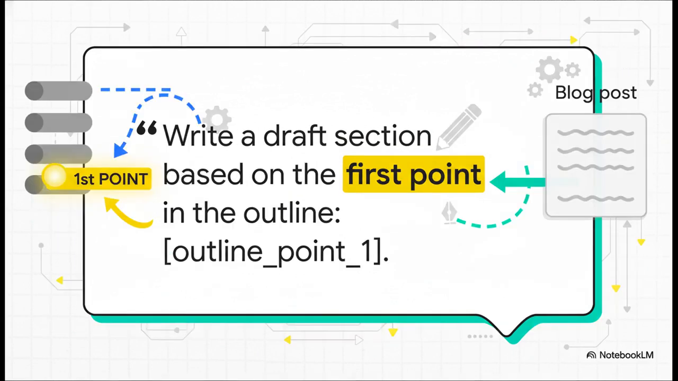Now, for step 2, notice we don't ask it to write the whole post. No way. We just take the first point from the outline that was generated in the previous step, and we use that as the input right here. We ask the model to write a draft for only that specific section. We would then, of course, repeat this for each point in the outline, building our blog post piece by piece.